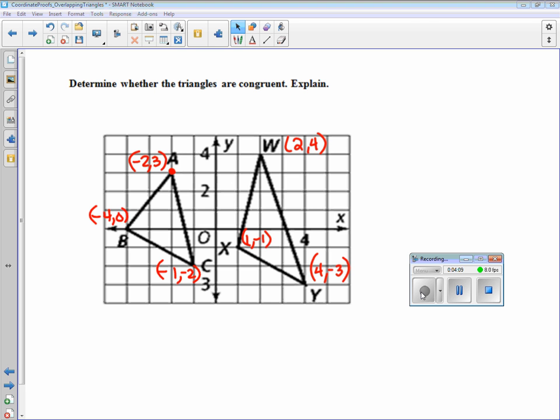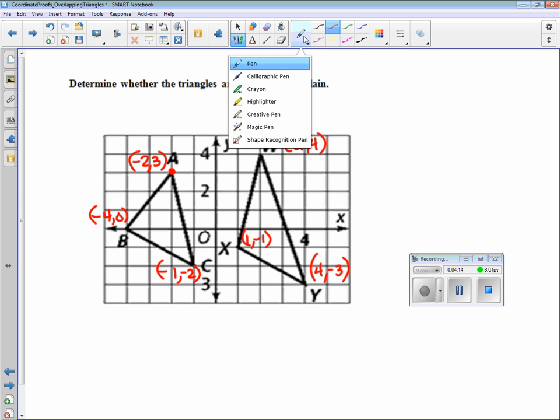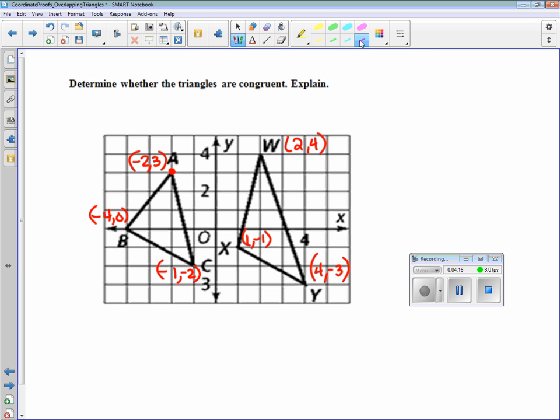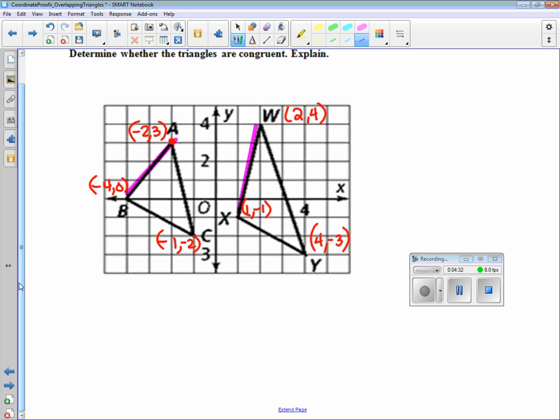So maybe we should start by looking at that. Which sides look like they're going to correspond to one another? Let's kind of highlight them here. What does AB look like it's going to correspond to over here? It's kind of hard to tell. Maybe this side, maybe this, I don't really know. Let's find some distances, okay? Let's find the length of AB. And let's find the length of XW.